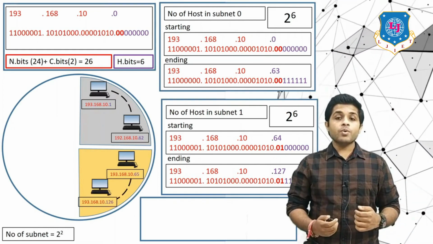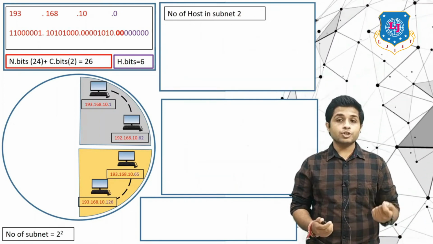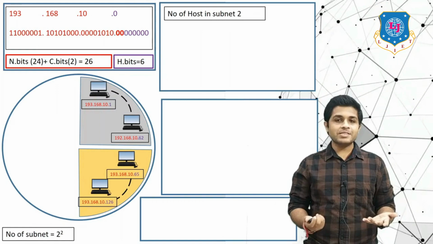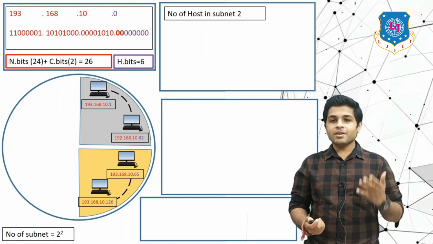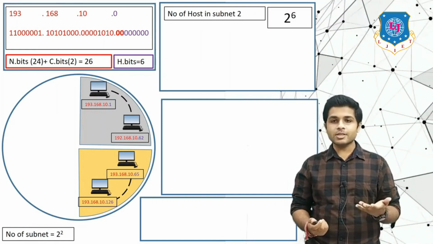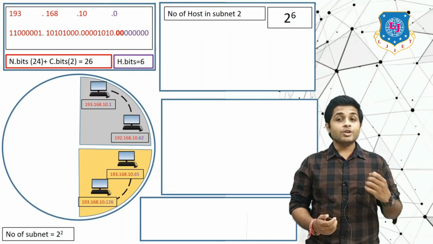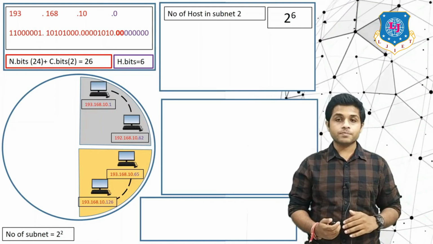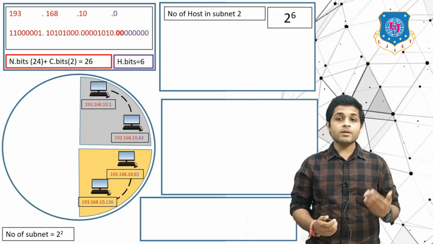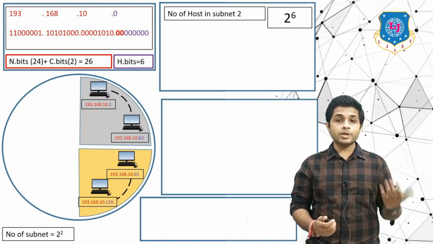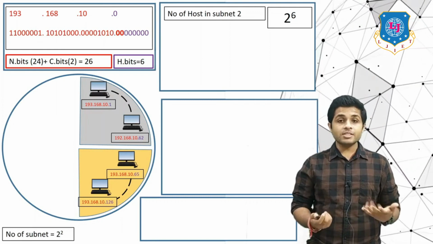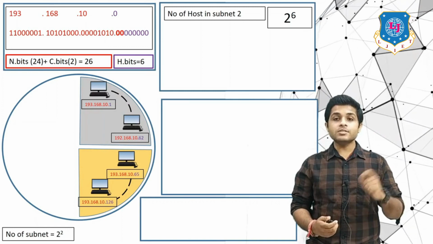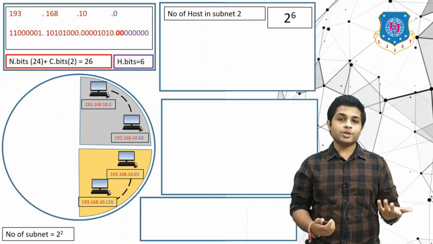Okay, now let's see the subnet 2. How many hosts will be there in the subnet 2? Now you can easily tell that the size of the host bit is 6. It means 2 raised to 6 hosts are possible in subnet 2. And I want to find the first address in the subnet 2. Now you can easily understand that the value of the converted bits will be 10 in the subnet 2.